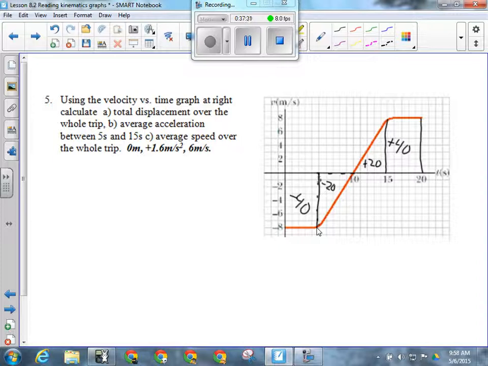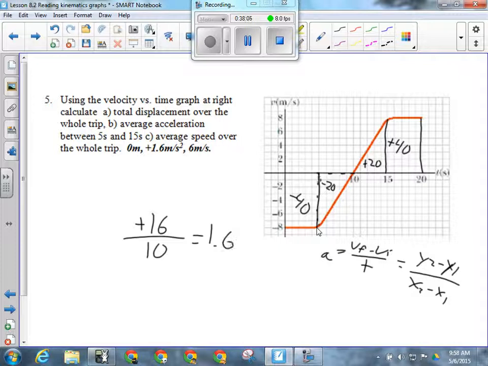Average acceleration between 5 and 15 seconds. Well, if I want to find average acceleration, that is the change in velocity over the change in time. That's the formula on your formula sheet we haven't used yet. But that also means that that's the slope of the line. The change in velocity is positive 16 because it goes from negative 8 to positive 8, and that happens over 10 seconds. So we got 1.6 meters per second squared.